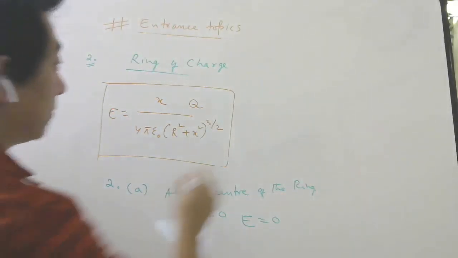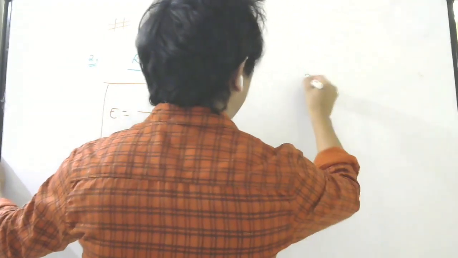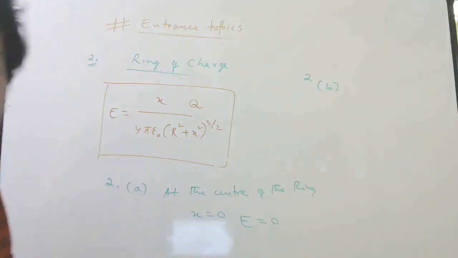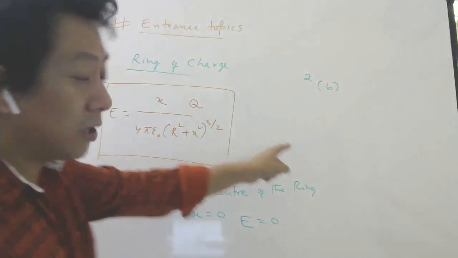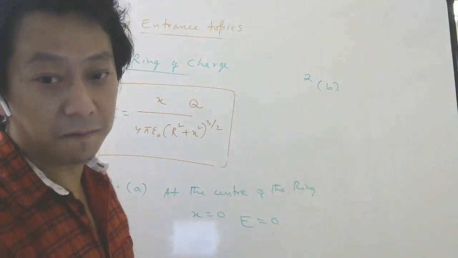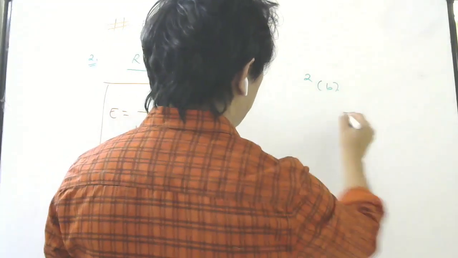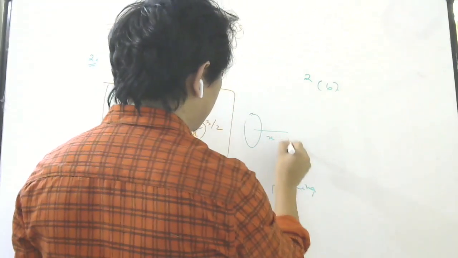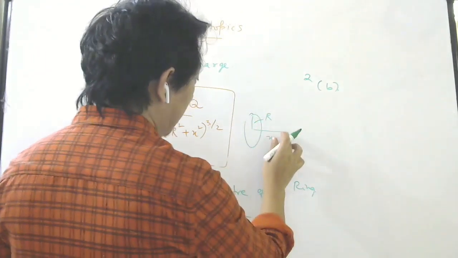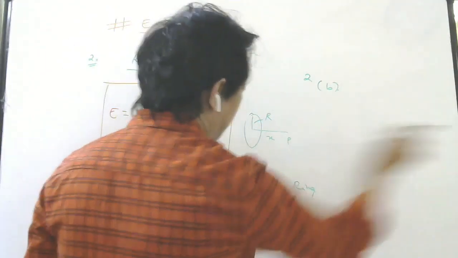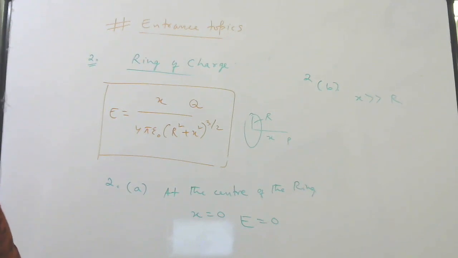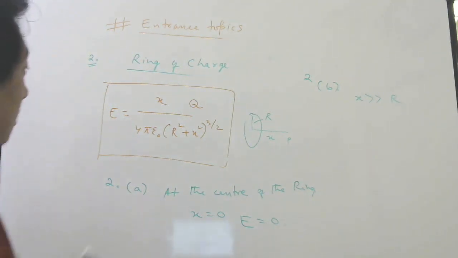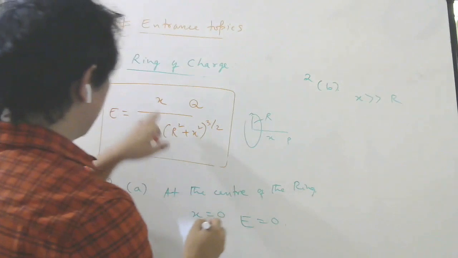Now tell me another case. So this is 2, sub B, second concept. My question is, what if my ring is very small or the point P is very far from the ring? So if my P is very far, what will happen? Again remember, this is your x, this is P, this is R. So if P is very far, then this x will be very large compared to the radius.